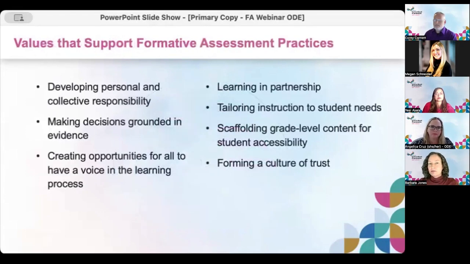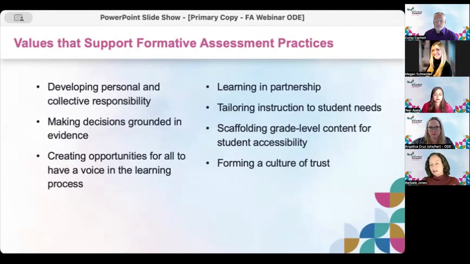And this is a model that may be a shift for many teachers and students. It's about students playing a more active role and being responsive in the moment to the evidence that's coming up. And it's based on a set of values that can help teachers make that shift. So it's about developing personal and collective responsibility for the learning, making decisions grounded in evidence, creating opportunities for all to have a voice in the learning process. And this can include families and caregivers, learning in partnership.